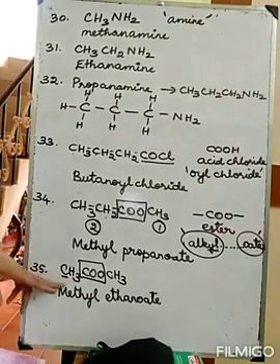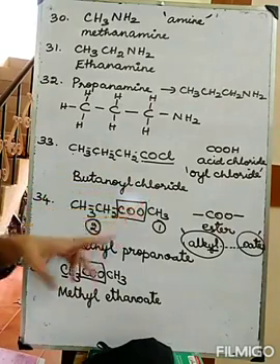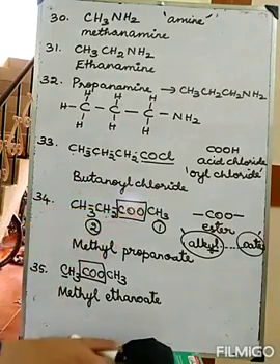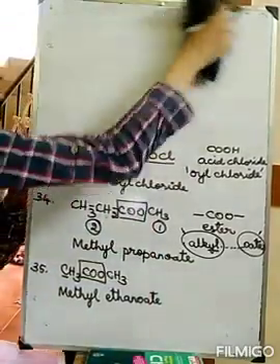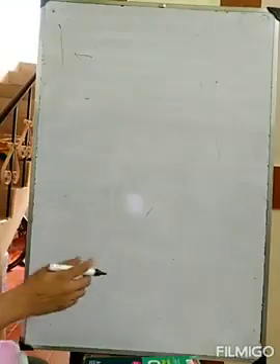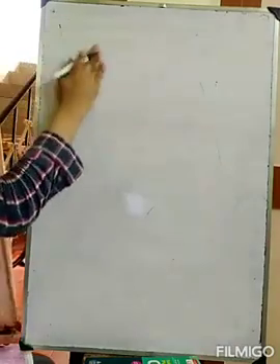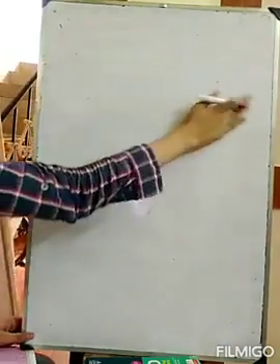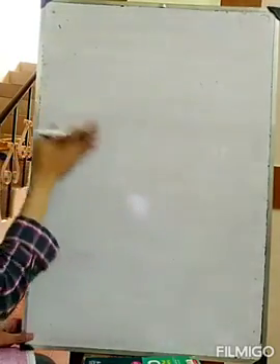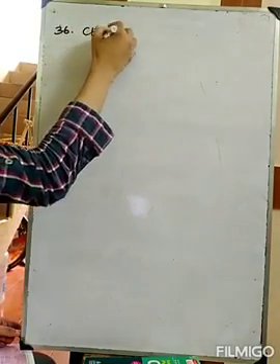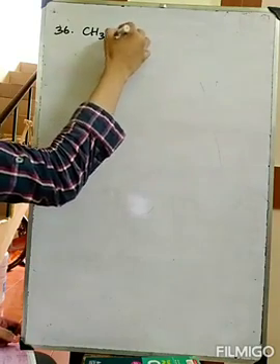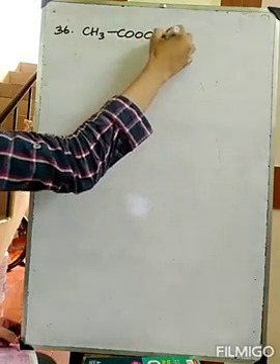So understood how to name esters, how to name acid chlorides? Yes? Next. So next one there. Question number 36. CH3 COO CO CH3.